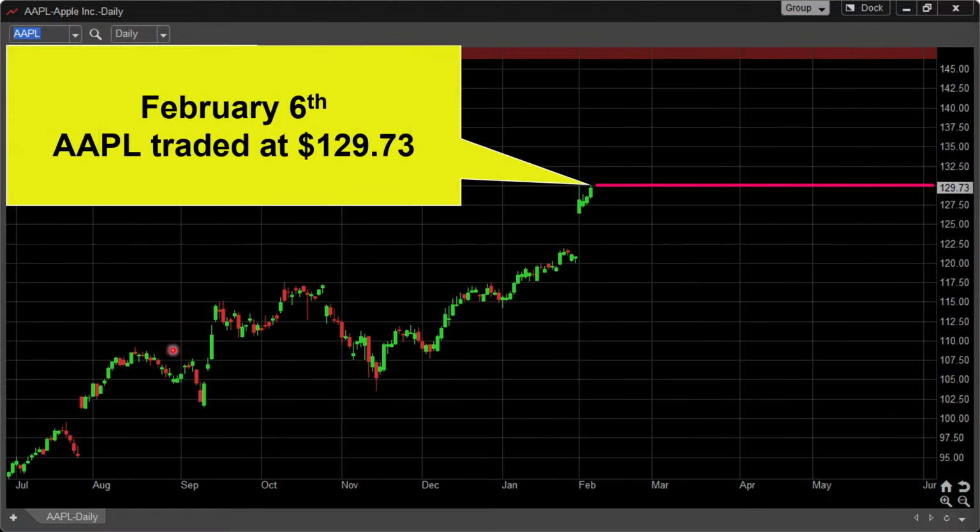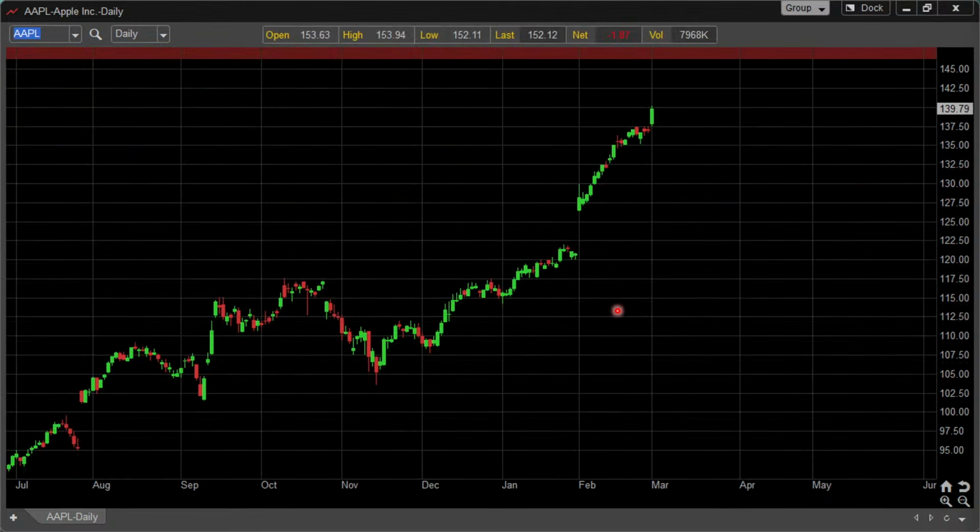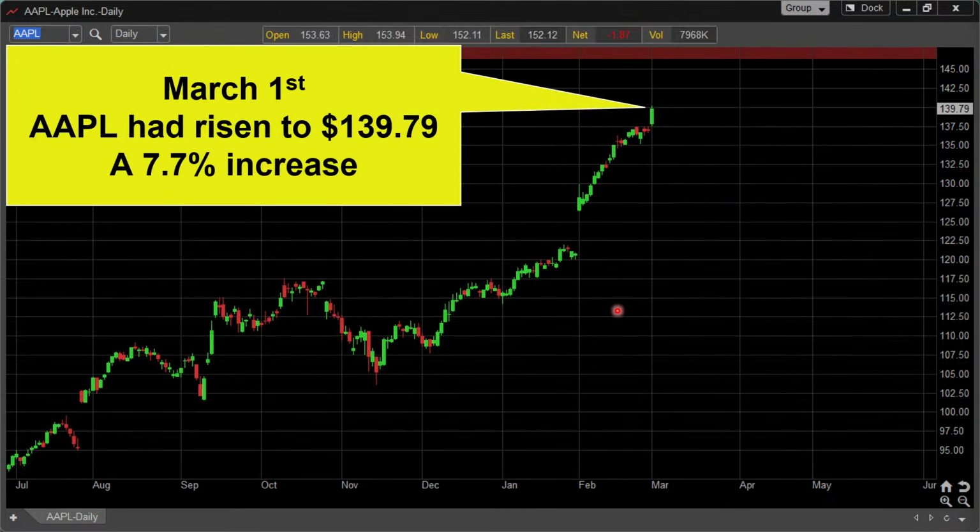Some people see this pattern like, oh, rising stock price, it gaps up maybe on earnings, and there's follow through. The stock continues to move higher. Like, great, I want to buy Apple, which is fine. You could buy Apple at 129.73. About a month later, Apple rose to 139. Well, if you just bought the stock, you're happy, right? You made 7.7%. That's great.